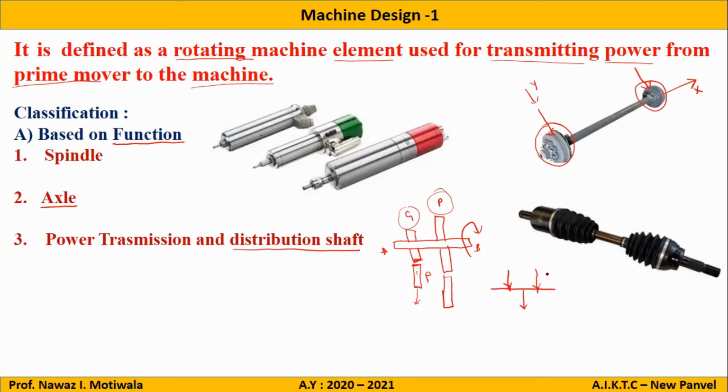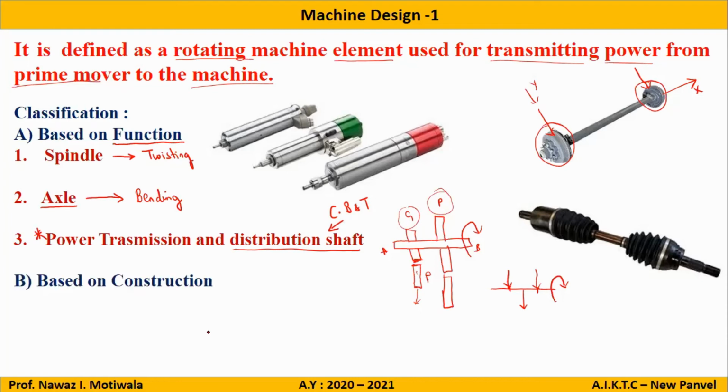So these are the weights acting on the shaft, and also there is a twisting moment because the shaft is rotating. So this is a case where there is combined bending and torsion. Bending because the loads are perpendicular to the shaft, and torsion because it is rotating. So this is the case of combined bending and torsion. Any doubts? No, sir. Okay, next part is this.